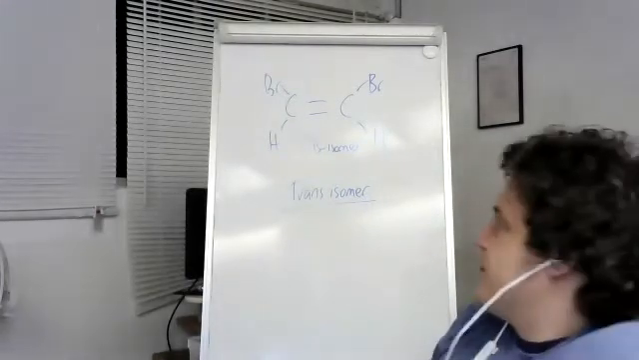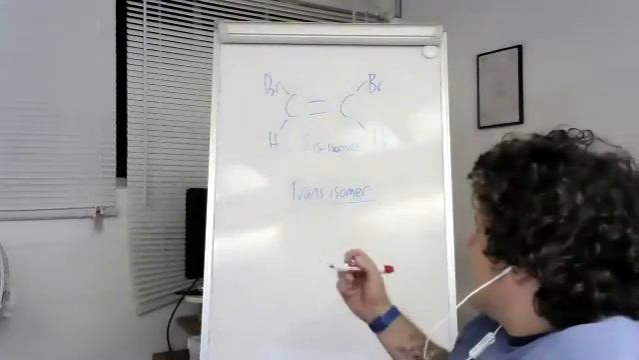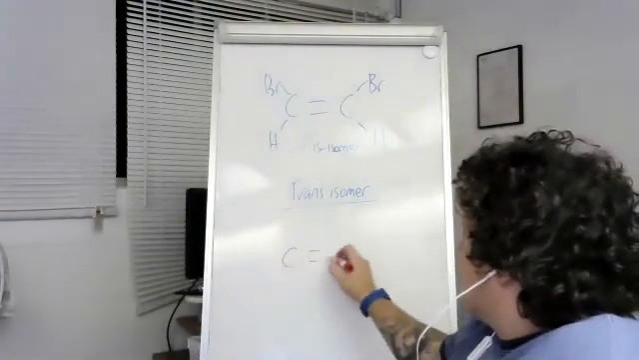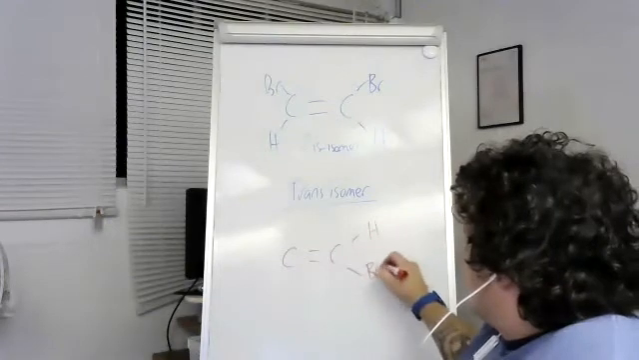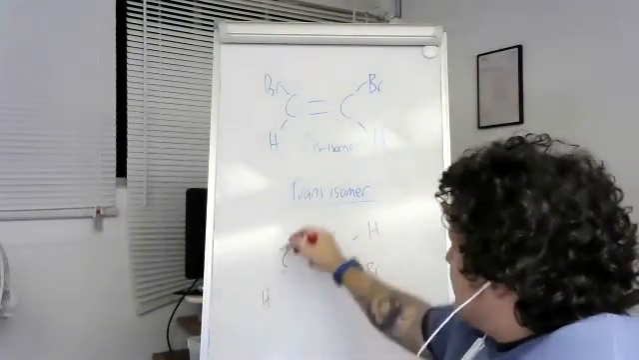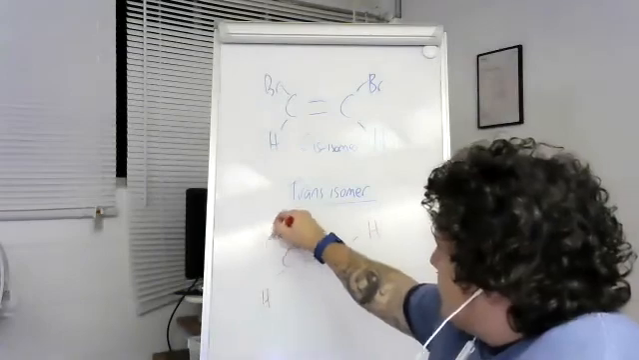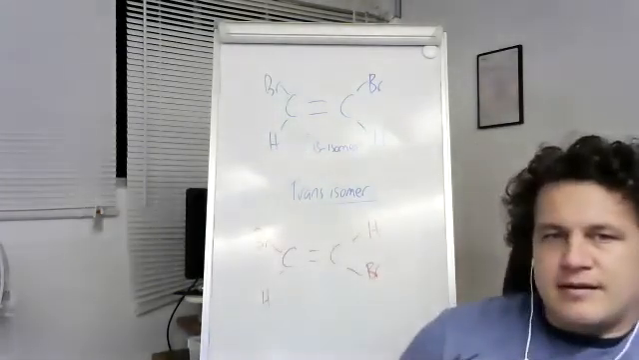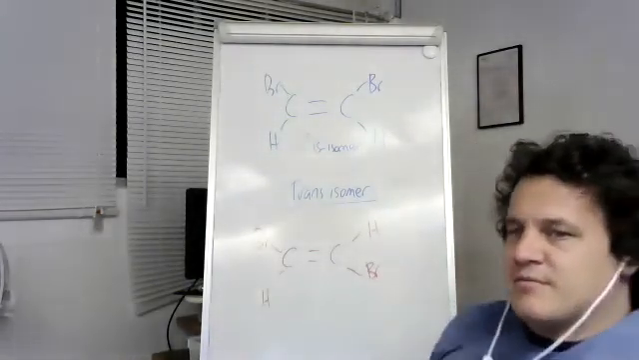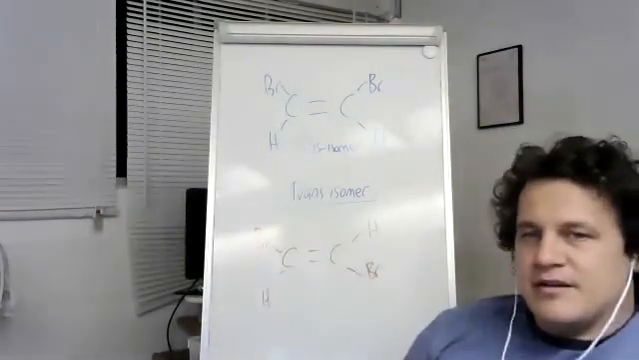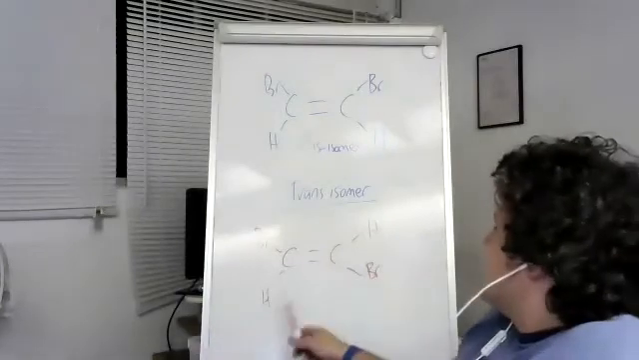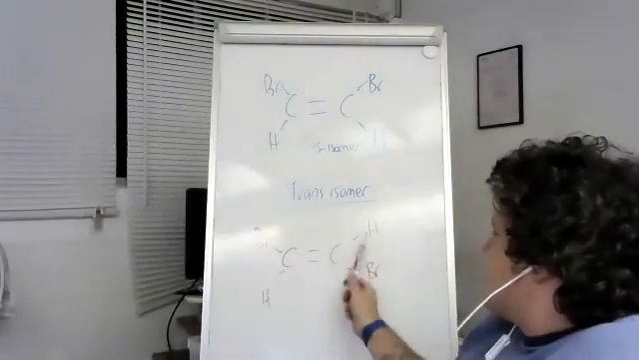The trans isomer is exactly the same, except we draw the hydrogens, or the bromine, doesn't matter, on the opposite sides. Cis isomer, hydrogens are on the same side. Trans isomer, they're on the opposite side.